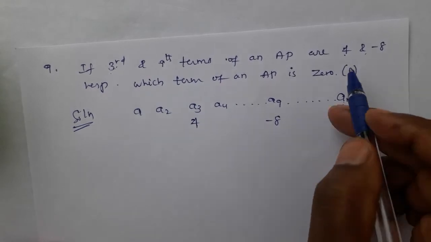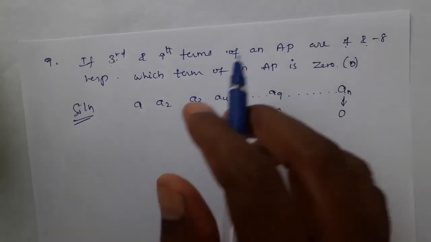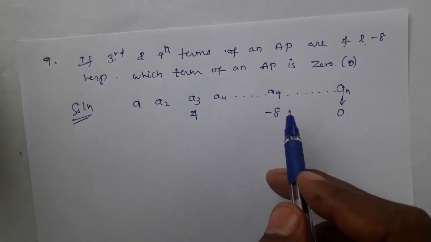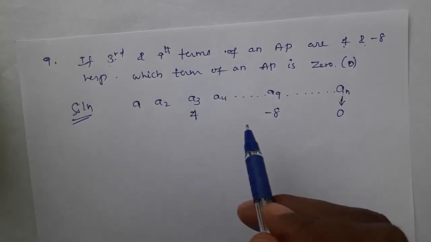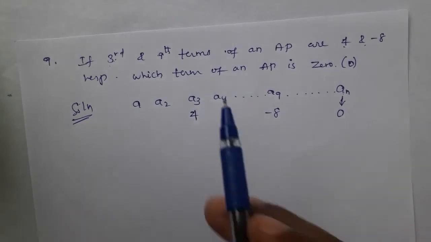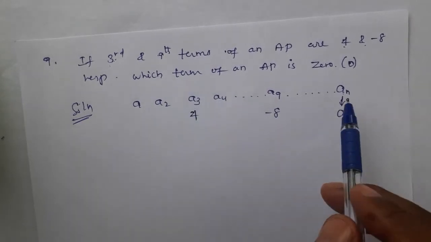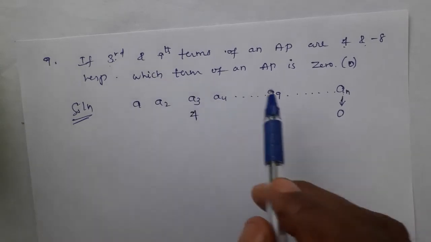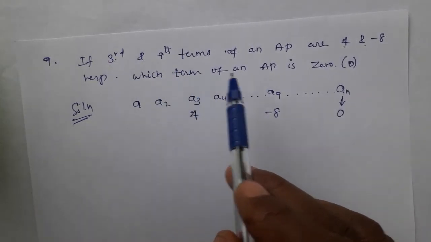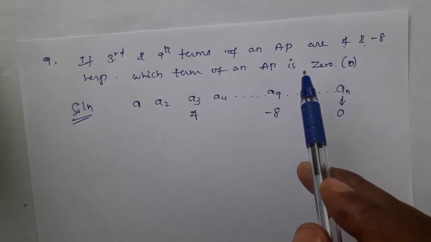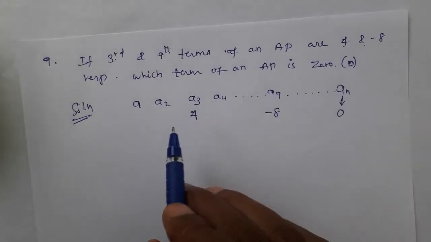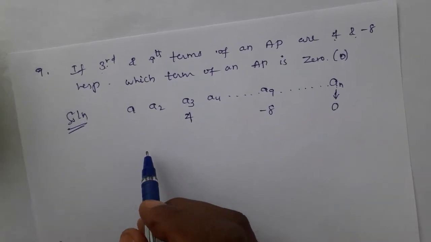So which term is 0? Last term they said 0, but which position they are asking, because this is going in decreasing order. 4 after minus 8 comes, which means this progression is going in decreasing order. Which term? For this term there is no position, so that's why we took it as AN. Third term A3, ninth term A9, which term? AN. Which term of an AP is 0? So they asked which term, but its value 0 is given. So using these values we'll find the answer.